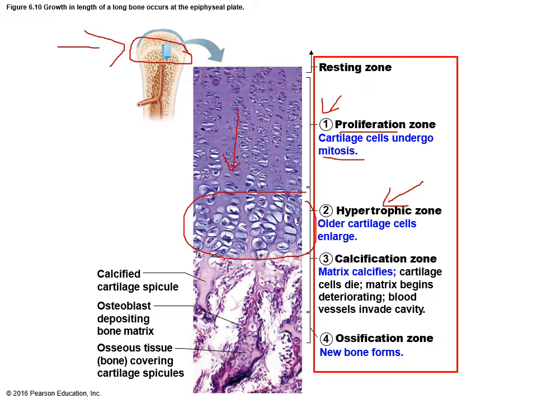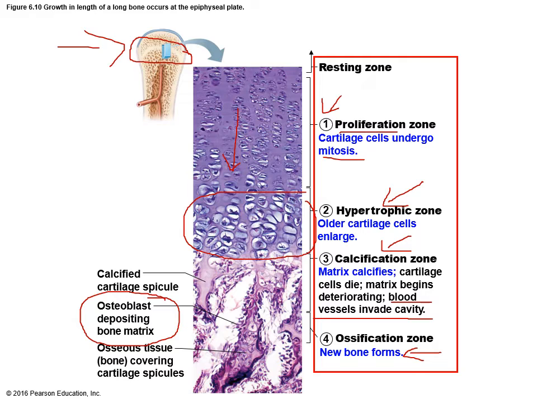So we have the calcification zone. At this point, because of the calcification of the matrix, we do see that the cartilage cells start to die off and the matrix starts to break off. But that's okay, because blood vessels are also invading the cavity, bringing over osteoblast cells, which can then start initiating the deposit of the bone matrix. And that, of course, will then lead us to the new bone formation site, which is the ossification zone within the epiphyseal plate.